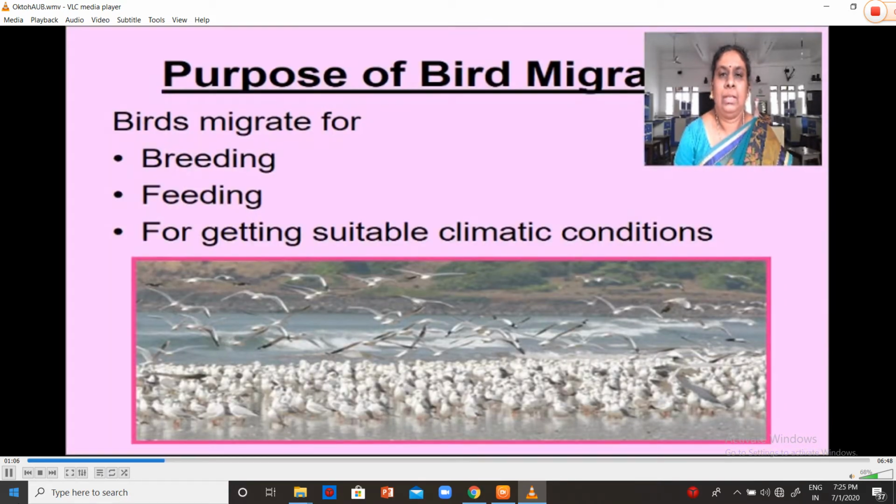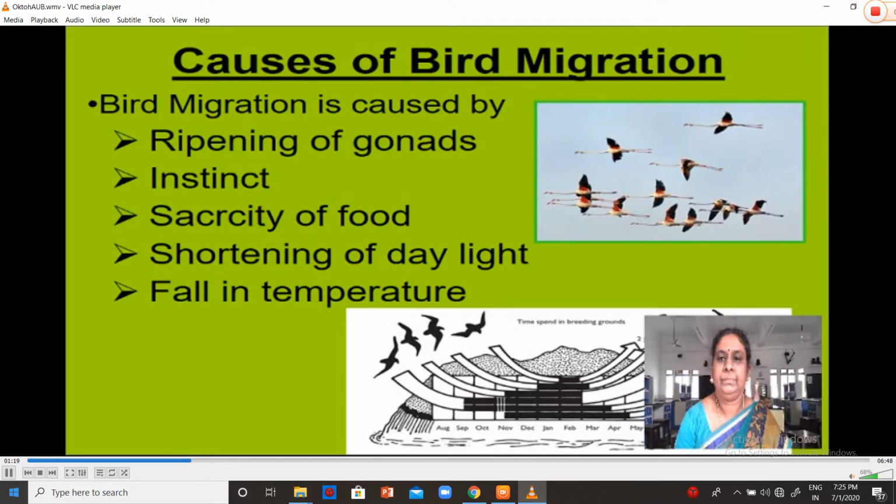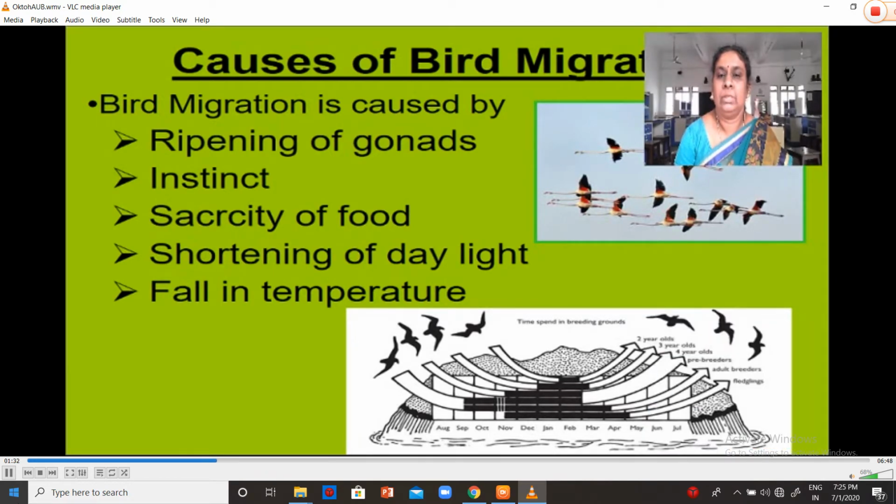The birds mainly migrate for breeding, feeding, and to get suitable climatic conditions. What causes these birds to migrate? The birds migrate mainly due to the ripening of the gonads, instinct, scarcity of food, shortening of daylight, and fall in temperature. That is, when the climate of an area changes, they tend to move to a better climatic condition.